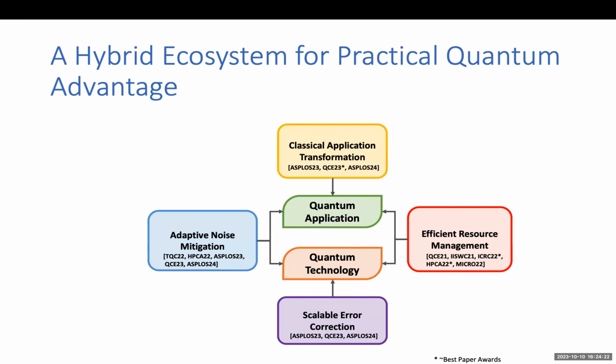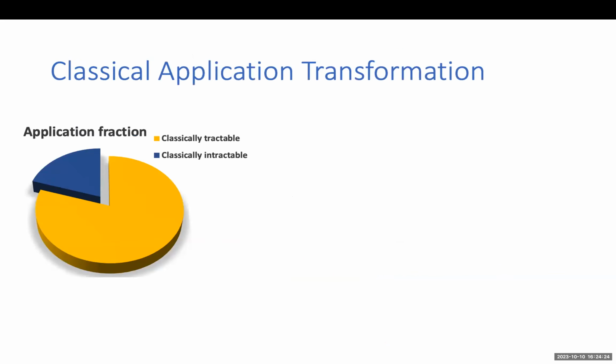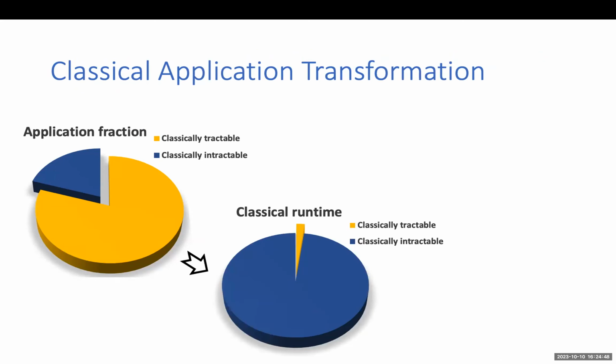Okay, so let's get to classical application transformation. As I mentioned, the idea is that any given application which has some potential for quantum benefits can be viewed as this pie chart. There is a significant portion of the application which is classically tractable, which means that it can be efficiently run on a classical computer. And there is some portion which is intractable, which is why you think this is an application suitable for quantum computers. But if you force this to run on a classical computer, it is this blue component over here which is going to take up most of your runtime, because there is an exponential cost to running this.